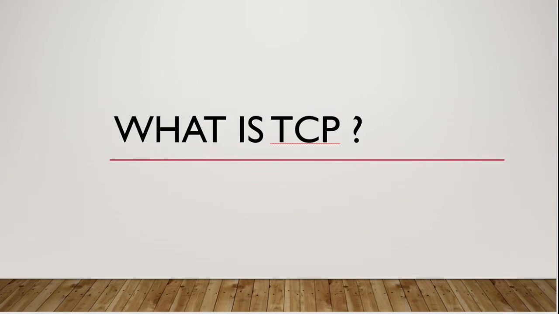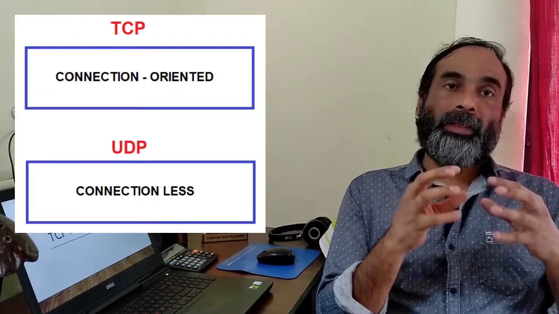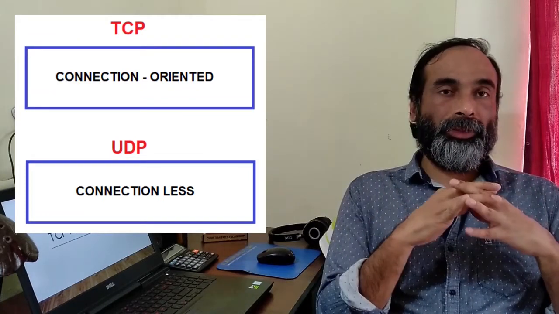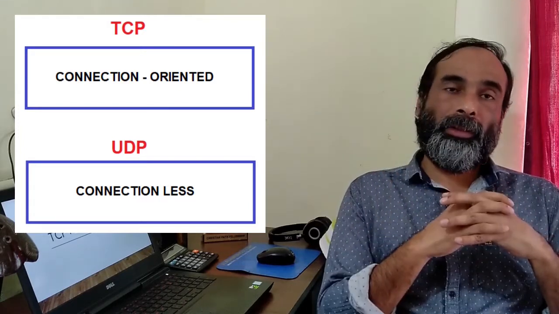So first we will talk about what TCP is. The full form of TCP is Transmission Control Protocol. It is used to transfer the data from one computer to another computer. The main characteristic of the TCP model is that the sender first establishes a connection with the receiver. After that only it sends the data.